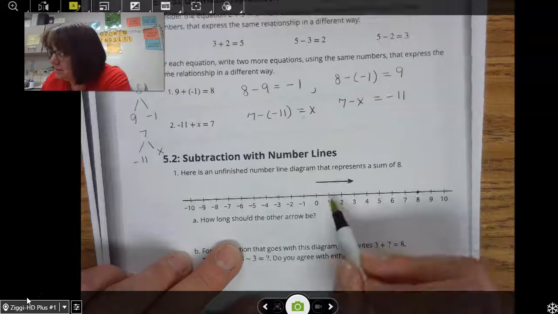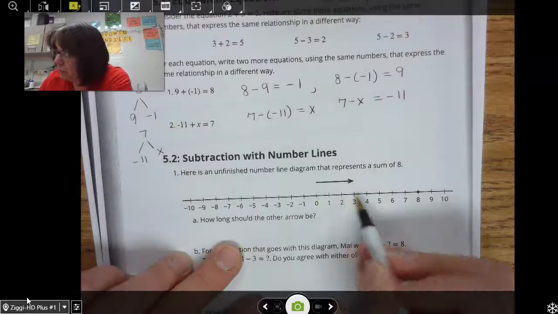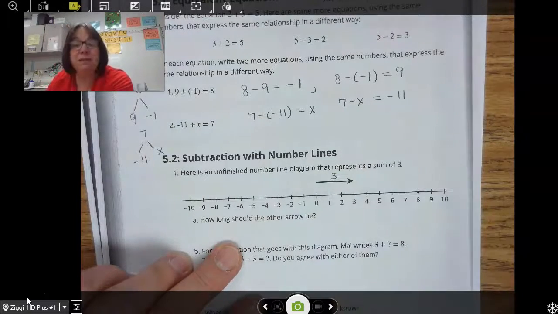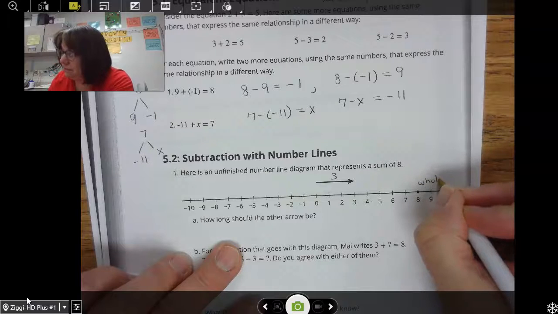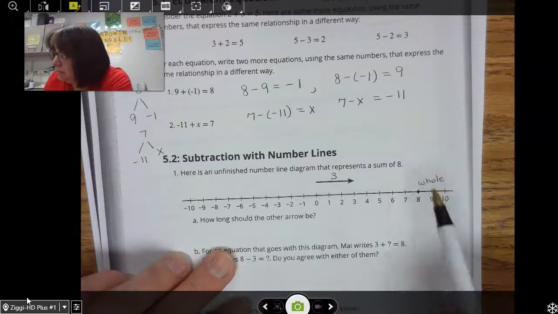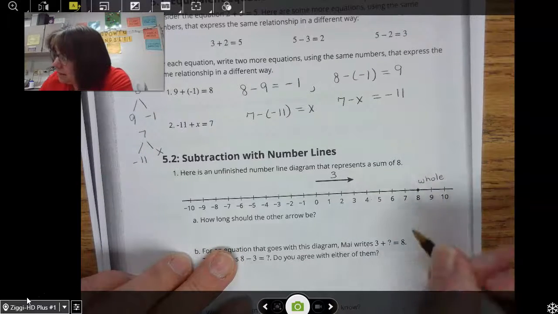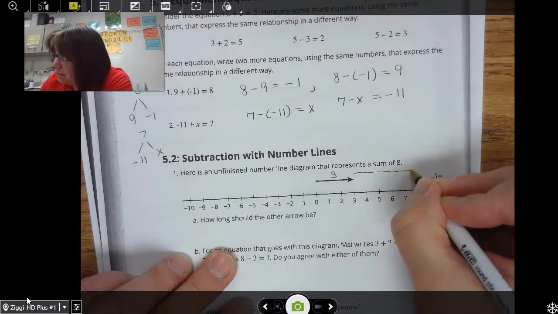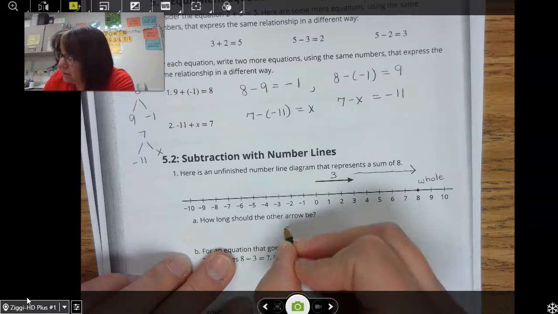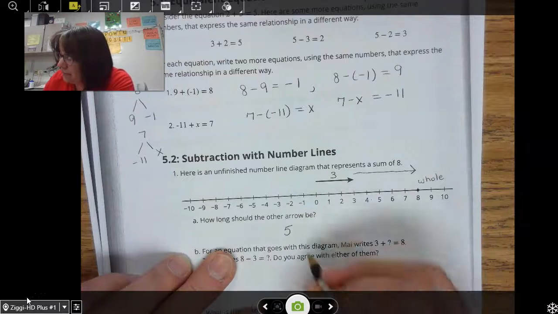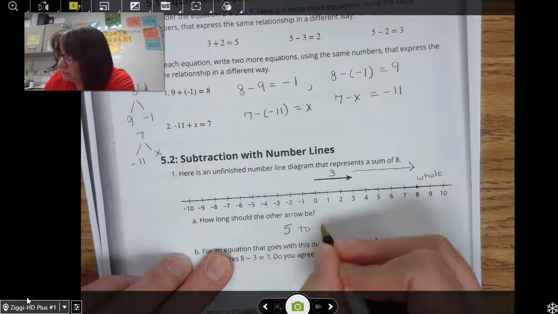When I look at this, I see that the part is made up of 3, and a positive 3 because it goes to the right. 8 is my whole. So to get from 3 to 8, what am I missing here? I am missing an arrow that would be 5 long. So that other arrow should be 5 to the right.